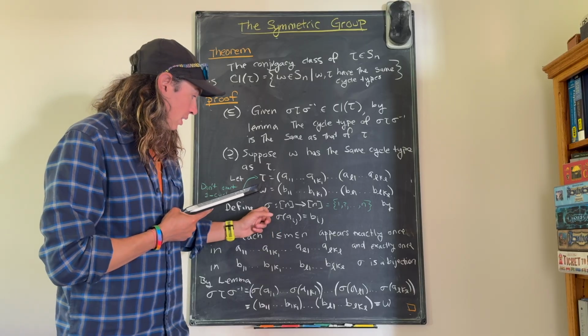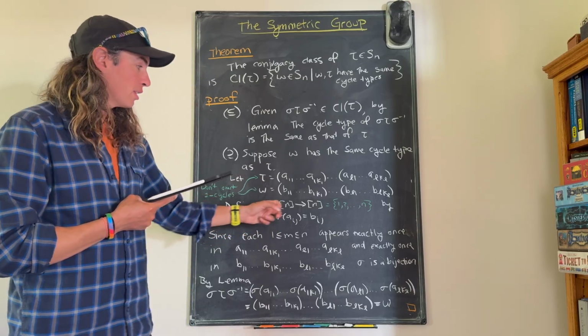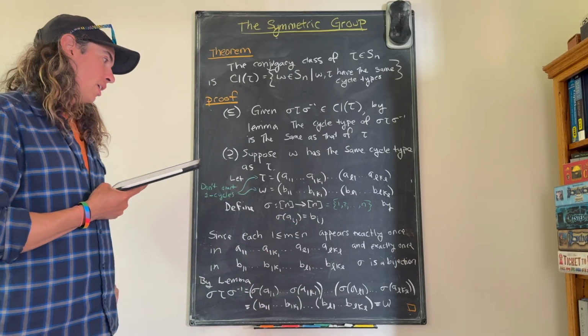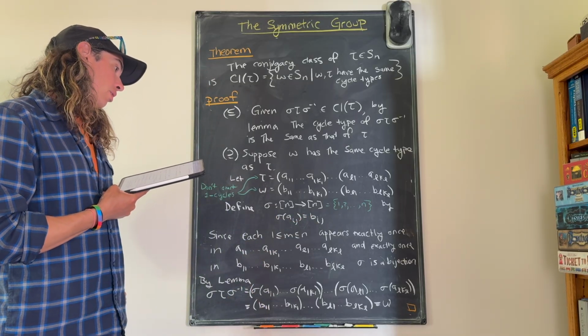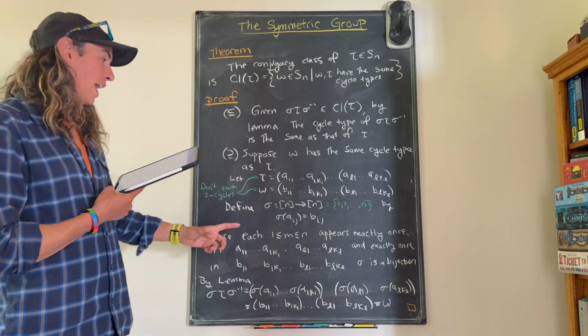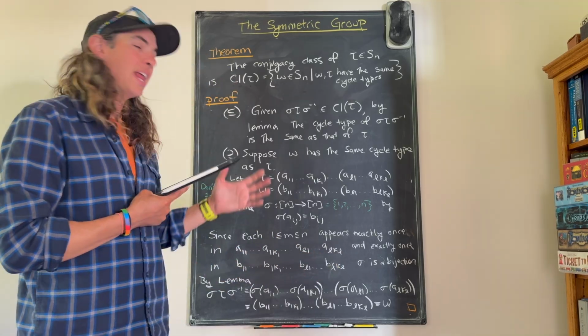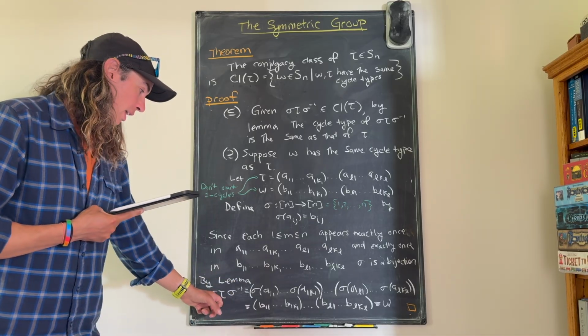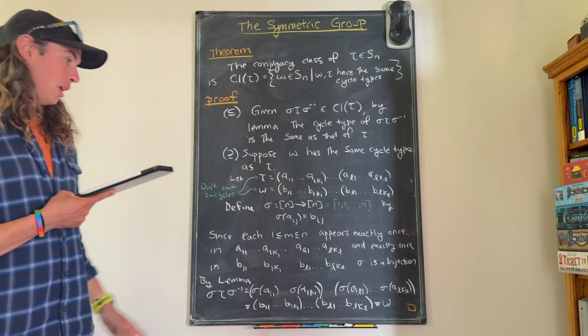Therefore, this definition of sigma, a priori, is just a function, but actually that says that this is a bijection, right? So it's actually an element of Sn. And so by the lemma, if I do sigma tau sigma inverse, right?